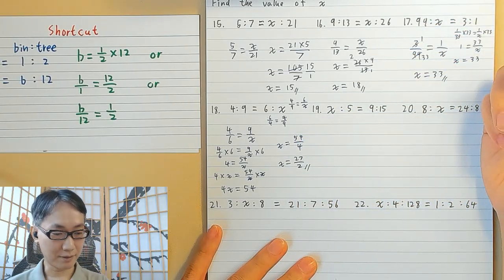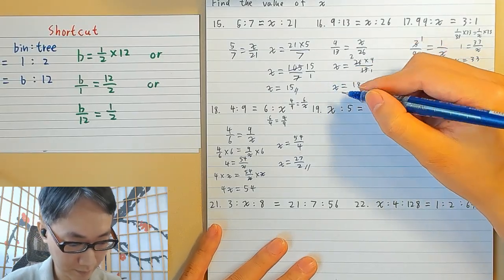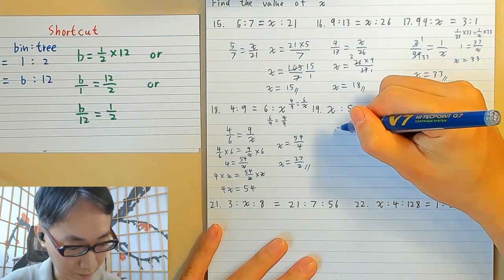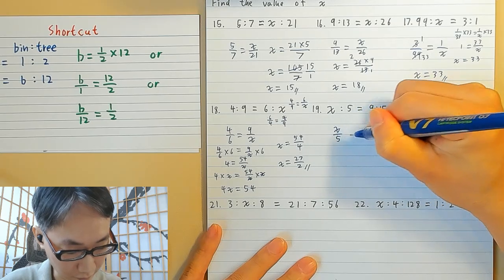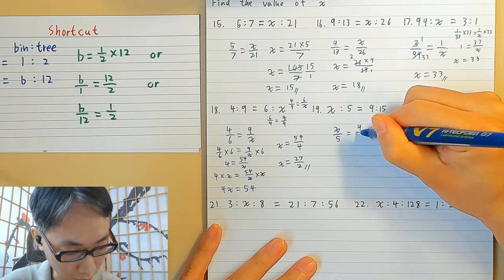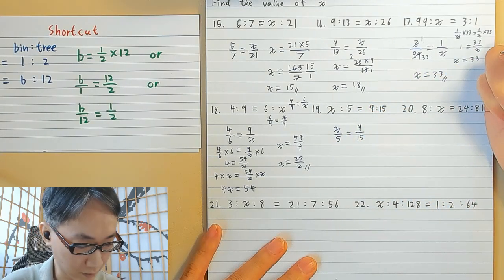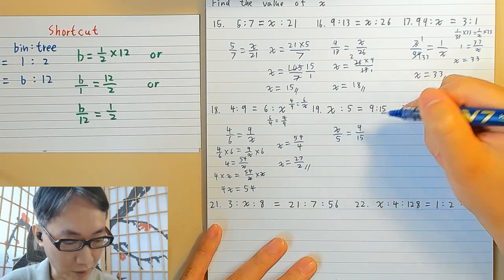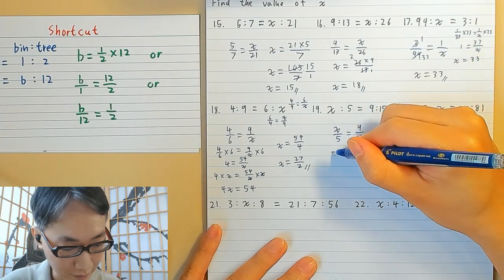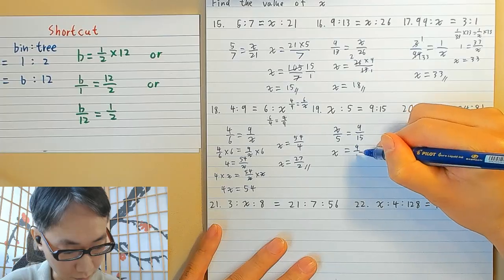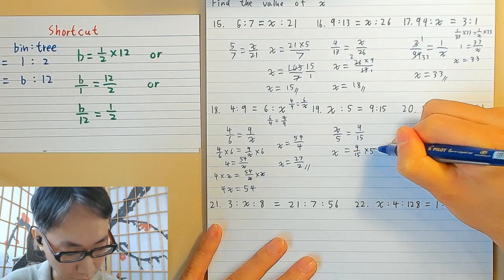Number 19. So we're using this one. x over 5 is equal to 9 over 15. Then multiply both sides by 5. So x is equal to 9 over 15 times 5.